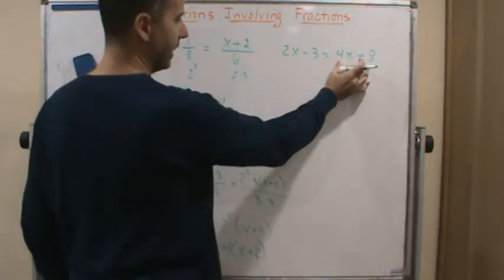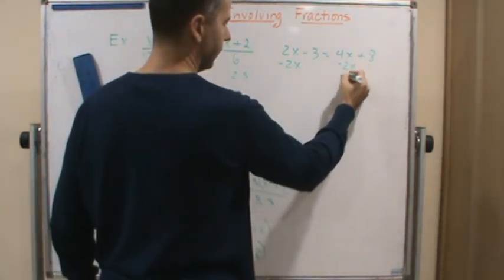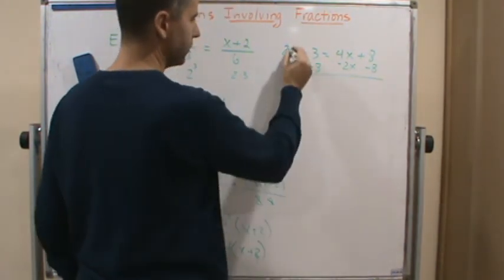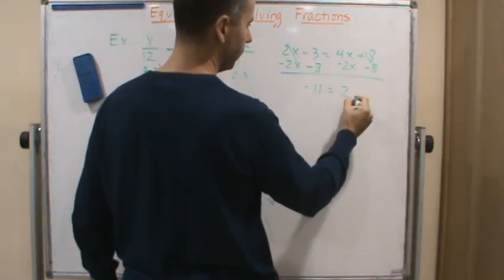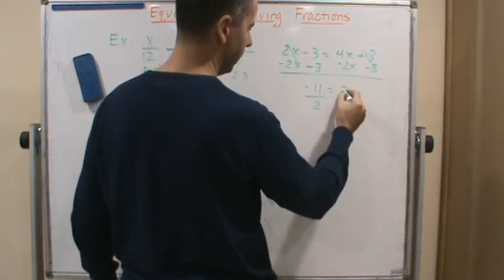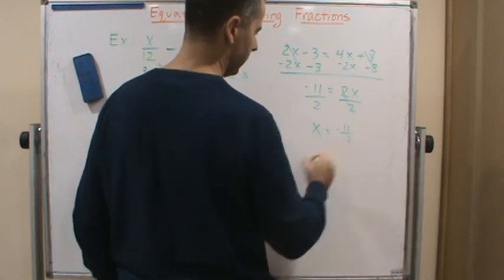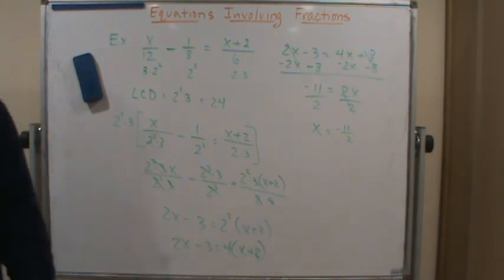And now I just have to isolate the x variable. So I can subtract 2x from both sides, and I'm going to subtract 8 from both sides. And so what do I get? I get negative 11 equals 2x. Or, in other words, if I divide both sides by 2, I get x equals negative 11 over 2. And that's the answer. Okay, see you next time.